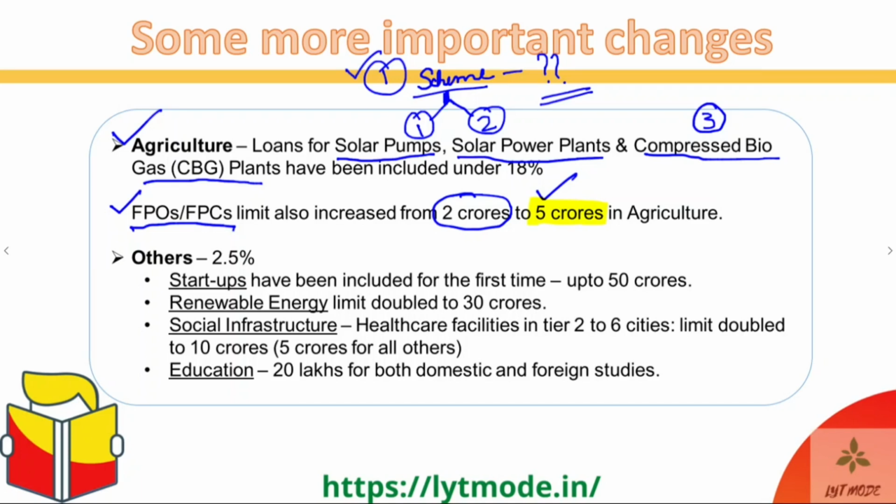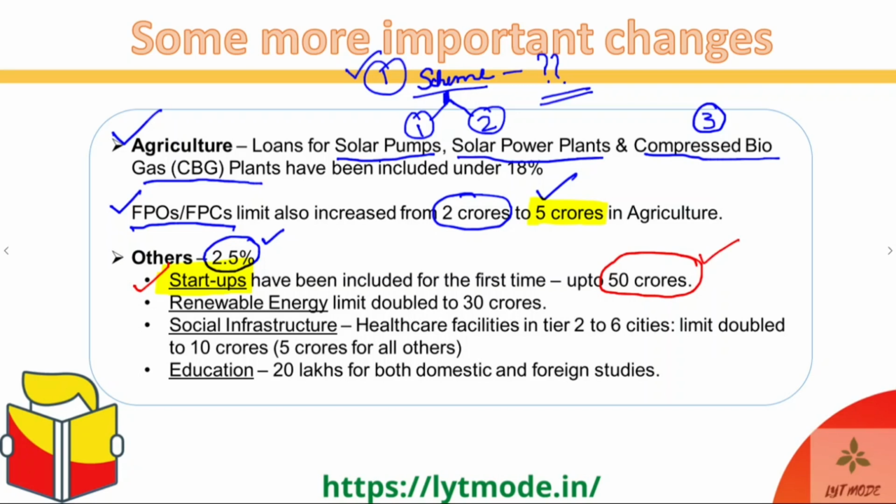Okay, moving ahead. Others. The total target for others is 2.5%. Earlier it used to be 4.5. Now it's been reduced to only 2.5% with the increase given to the weaker sections. But there's a lot of changes that have been brought into the others section. And the first of them is startups. The most important thing that has happened over here, because startups is the keyword right now. It's being used everywhere and everyone is trying to give a boost to them, especially the government. So the first thing is that startups have been included for the first time under the PSL norms, and the maximum limit of lending that can be given to them is 50 crores.